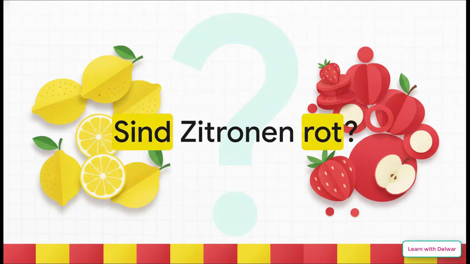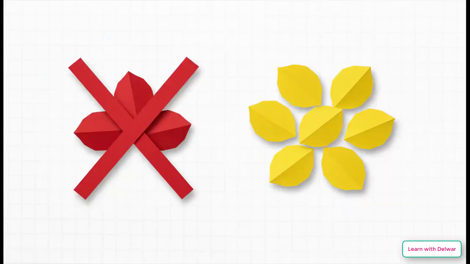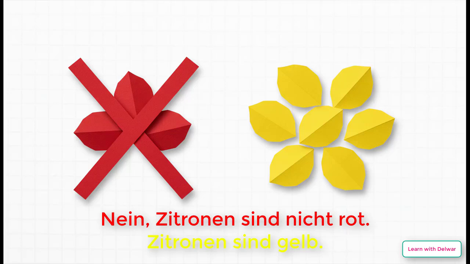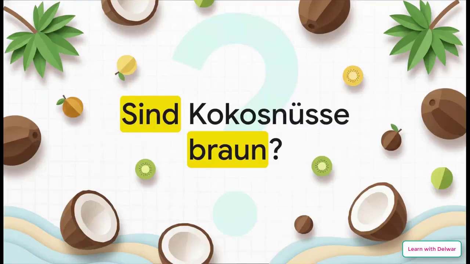All right, let's mix it up. This is a yes or no question. Sind Zitronen rot? Are lemons red? Ha ha ha, no way, right? The answer is nein. So to say the full sentence, you'd say, Nein, Zitronen sind nicht rot. See that new word there? Nicht is your go-to word for not. And then, to be extra helpful, you can give the right answer. Zitronen sind gelb.